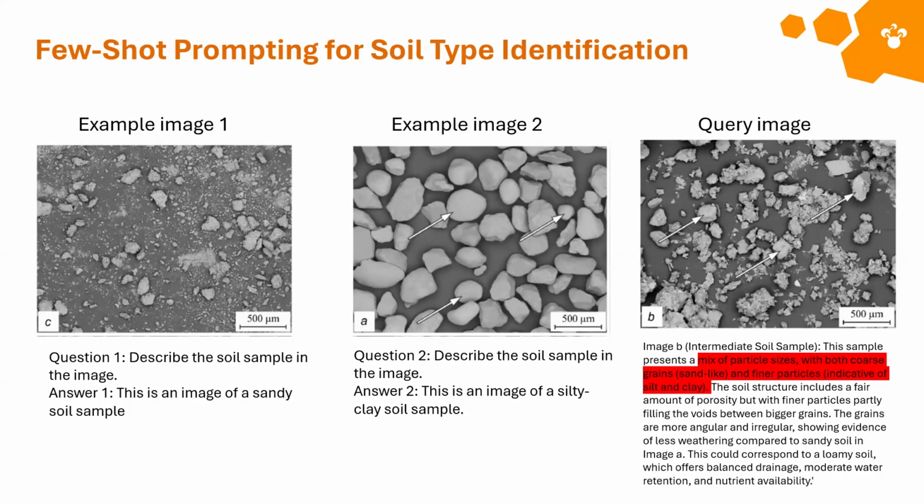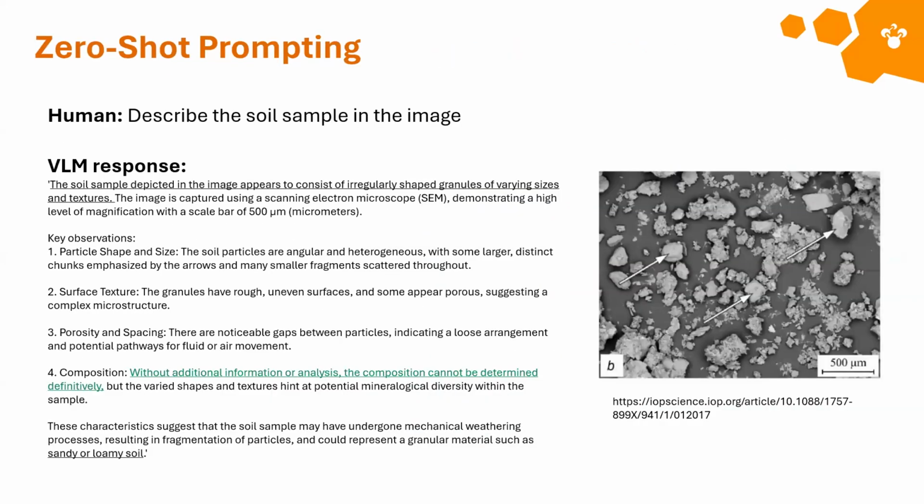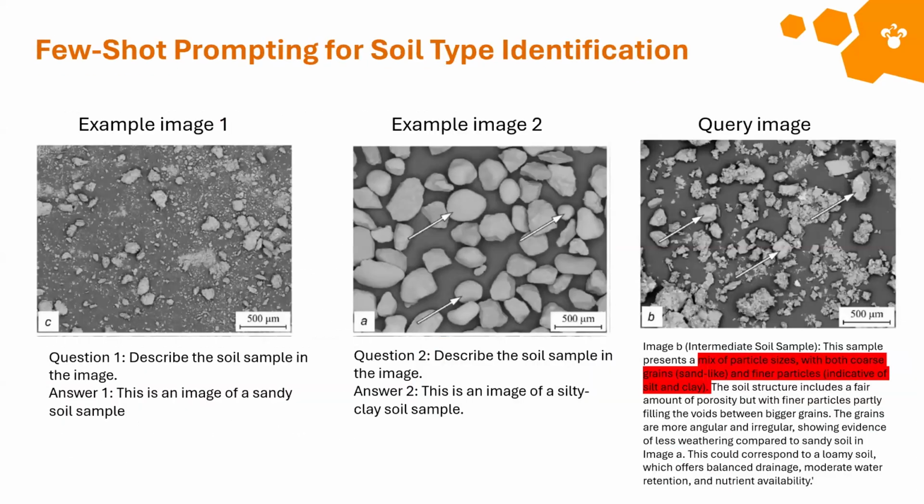So when I provide my query image, you can see that it combines the two answers, what it learned during the two images, and says, okay, I see both sandy and silty clay soil samples, and provides a response in that way. You might have seen that in the previous response, I asked the same question, but it came up with a lengthy open-ended description about the image. But in this case, it is paying attention to the examples and coming up with an appropriate answer.